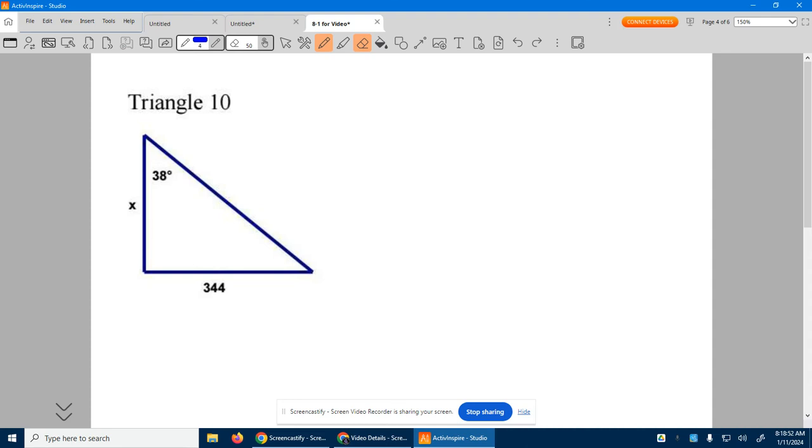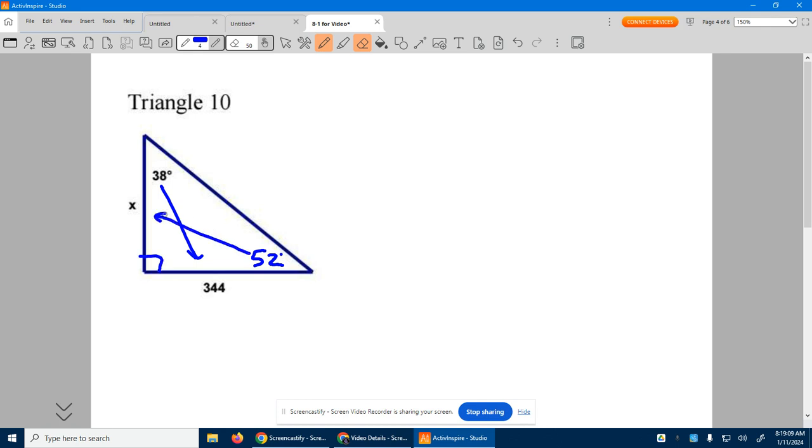All right, triangle 10. We have a right triangle. We're trying to find x. I want to point this out before we begin. Notice this is 38, and across from 38, we have 344, right? So you and I know this is like 52, which is larger because, again, you know it's 90. This is 52, which is larger.